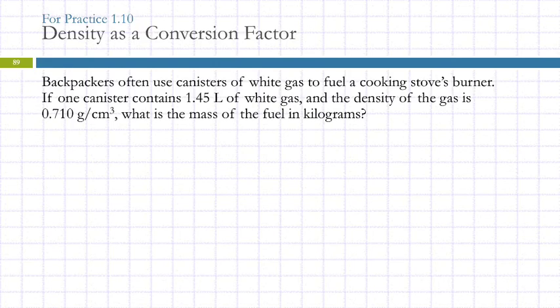So today on the worksheet, you will have to use density to solve something. And I want you to write it out using density as a conversion factor. So let's do this example. Backpackers often use canisters of white gas to fuel a cooking stove's burner. Awesome, but we don't need to know that. If one canister contains 1.45 liters of white gas and the density of the gas is 0.710 grams per cubic centimeter, what is the mass of the fuel in kilograms?